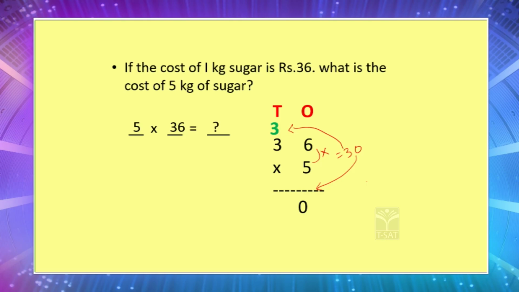So 5 sixes are 30. In 30, the units place comes into the result, and the tens digit 3 is moved to the tens place in the multiplication. Next, 5 into 3. 5 threes are 15. This carry will be added to this 15, so it will be 18. So 5 threes are 15, 15 plus 3, 180. Already we know that, right?